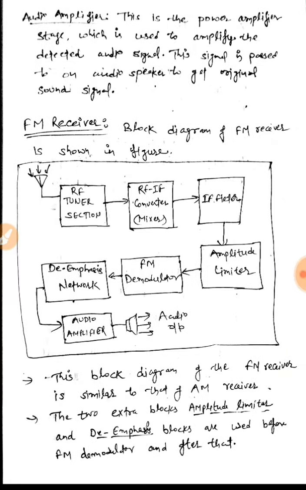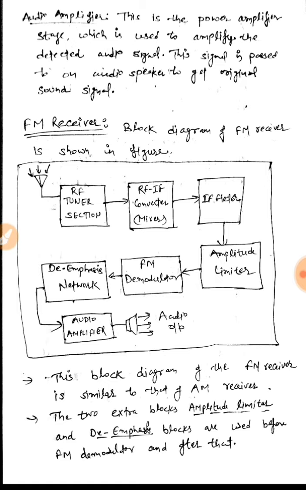The next, in the last, is the audio amplifier, which is a power amplifier and increases the power of the audio signal detected at the demodulator. This signal is passed to an audio speaker to get the original sound signal. Now the next one is the FM receiver.